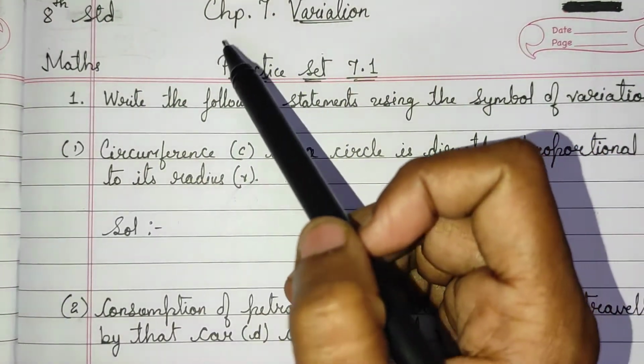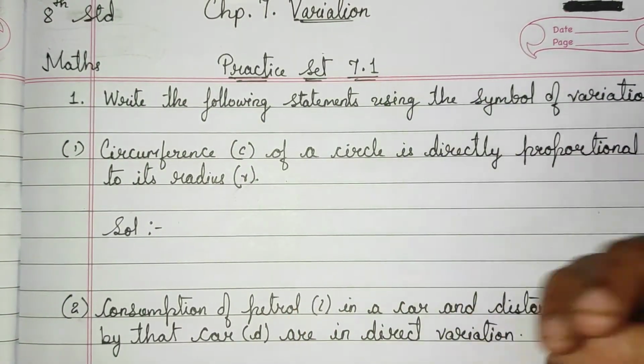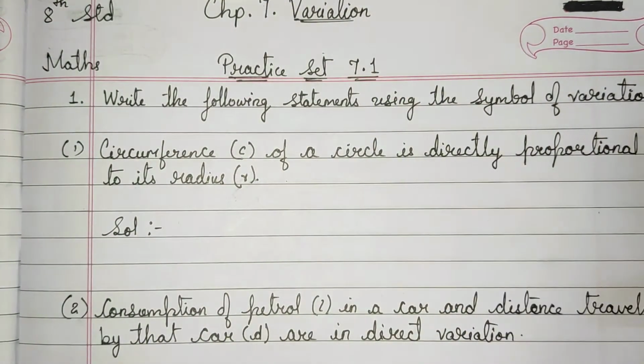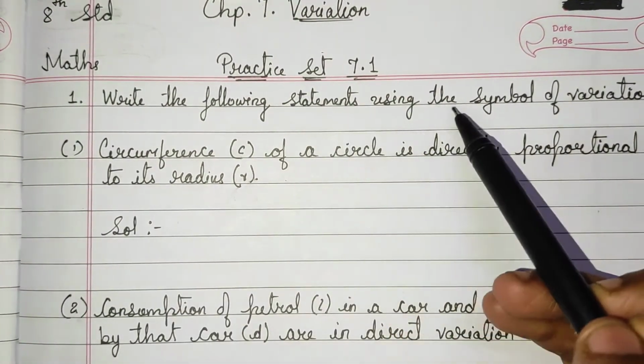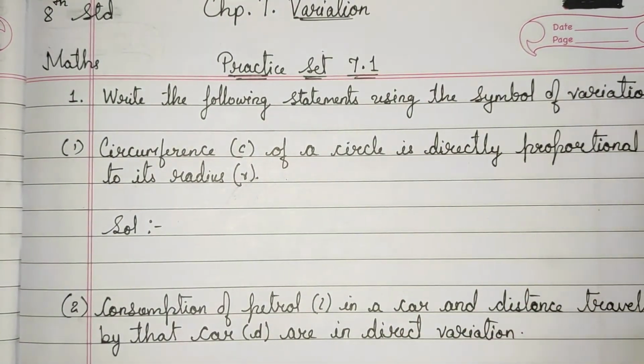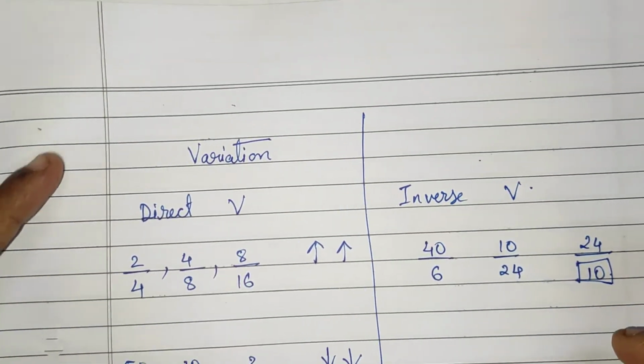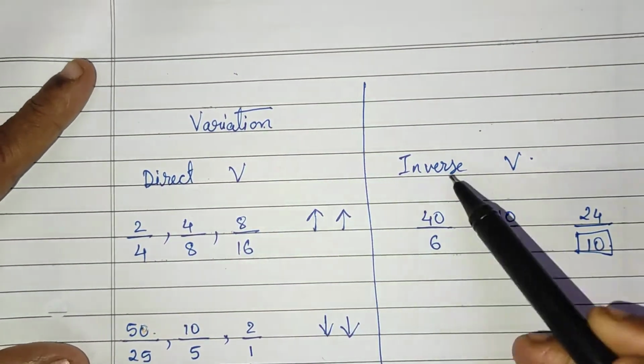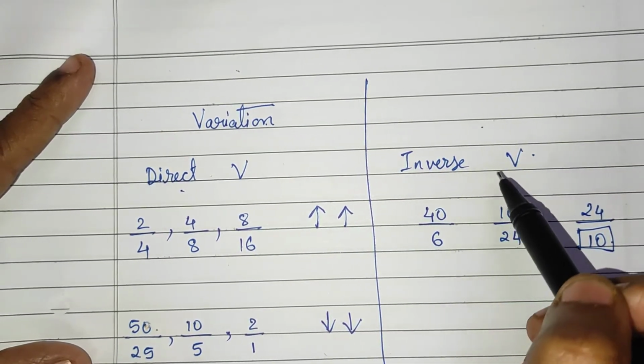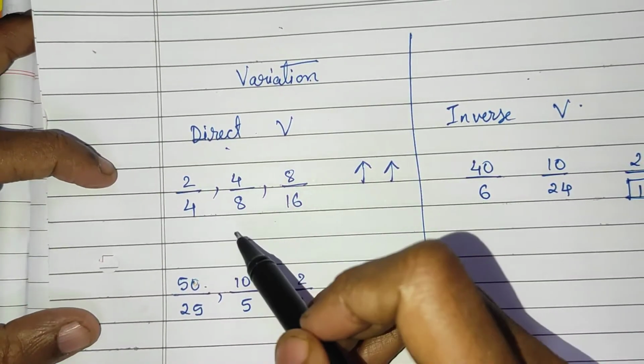Standard 8 Maths Chapter 7 Variation Practice Set 7.1. Write the following statement using the symbol of variation. Now let's see what is variation. Variation is in two forms, direct variation and inverse variation. So what is direct variation?